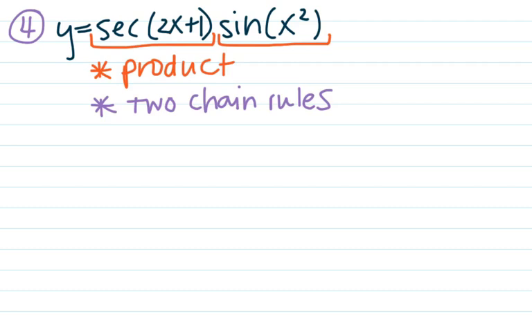The first thing I'm going to do is kind of write out these 2 chain rules, right? So if we look at the secant of 2x plus 1, let's see, we'll use blue for him. So for him, the outside function is secant x.